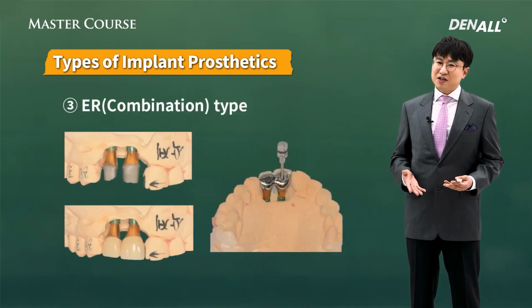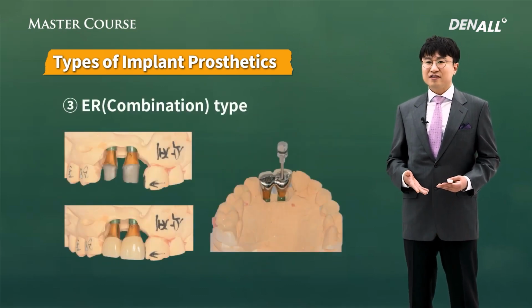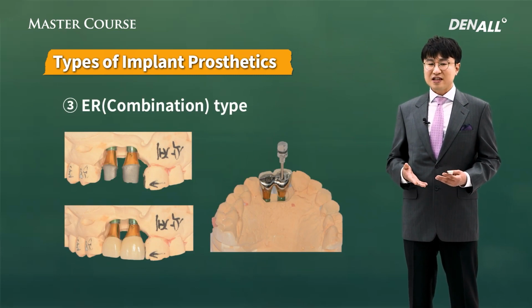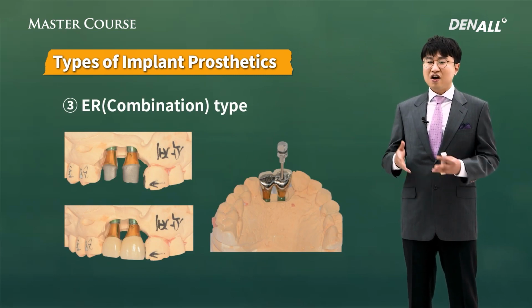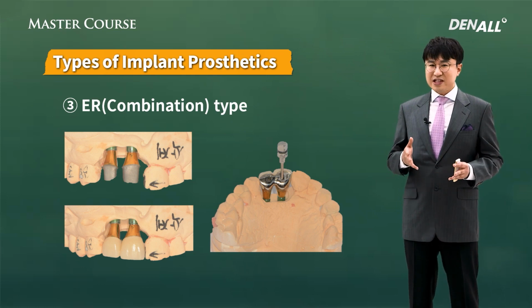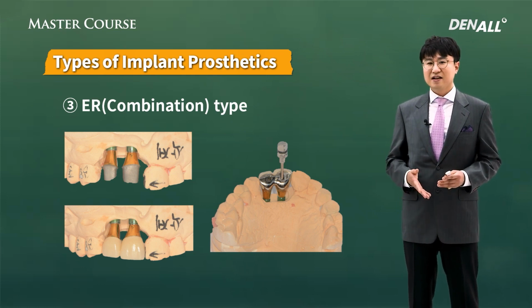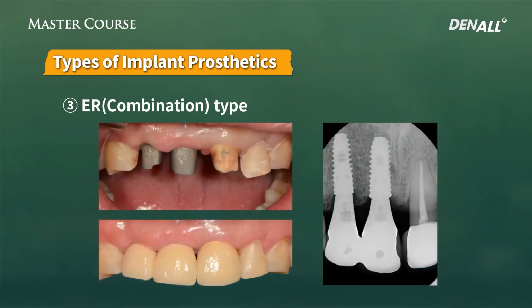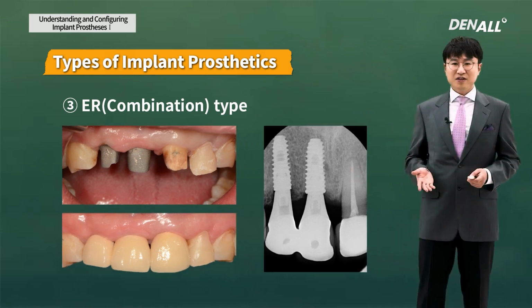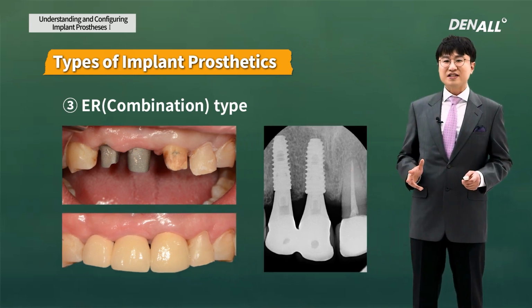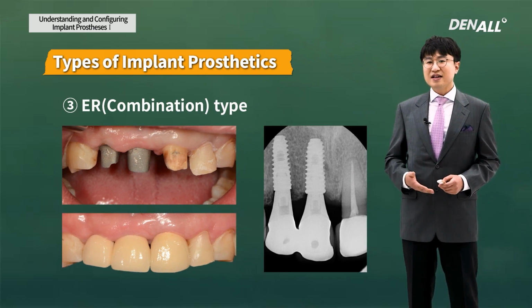And even if you place them palatally, two implants can be splinted. If you create screw-type prosthetics, then the fixture-abutment connection cannot really have a good passive fit. So in that case, the ER type, linking the abutments, is good for passive fit, and it's easy to remove. Again, in the master course, I'll give you more detailed information.